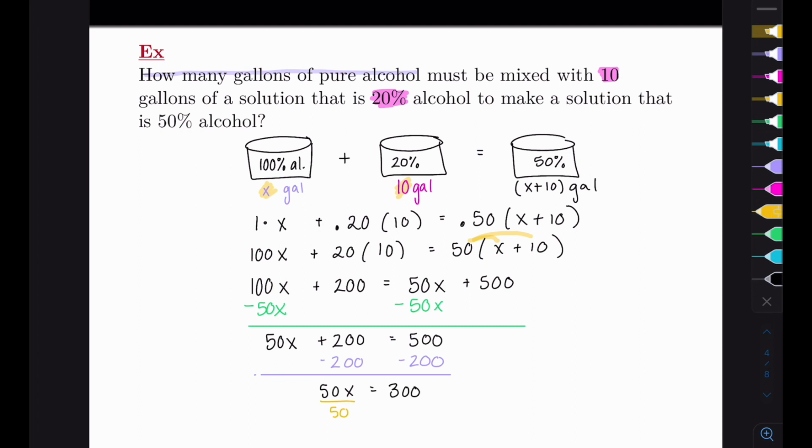Finally, dividing by 50 gives us x is equal to 6. So we need to add 6 gallons of pure alcohol to the 10 gallons of the 20% mixture to get the desired mixture we want.